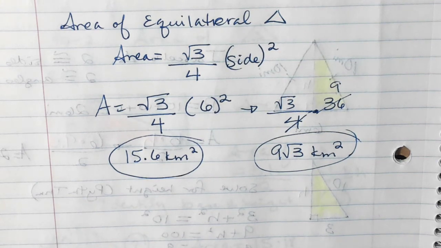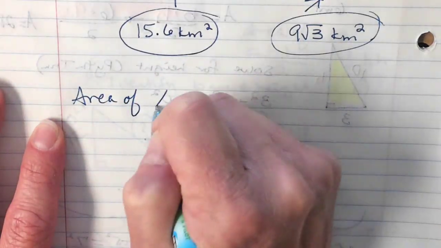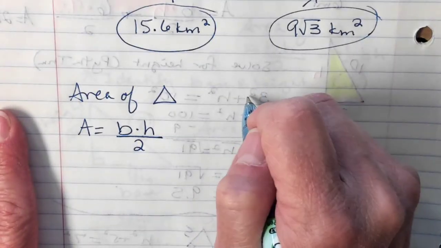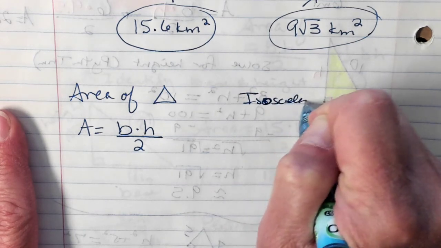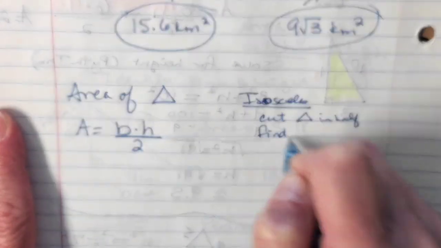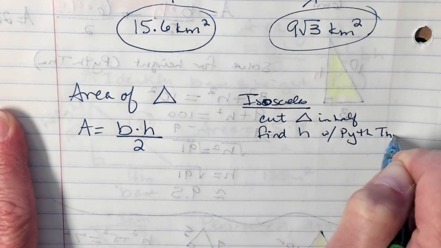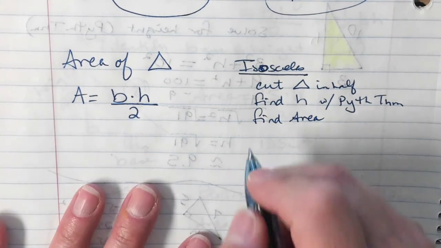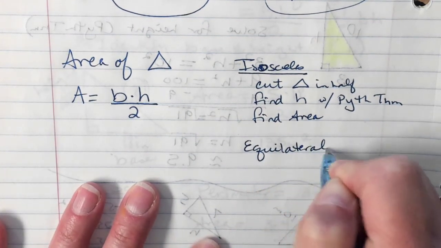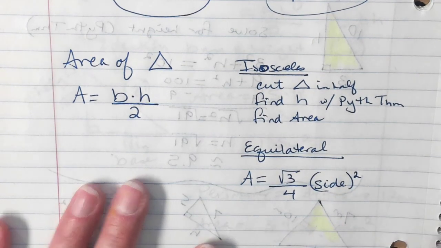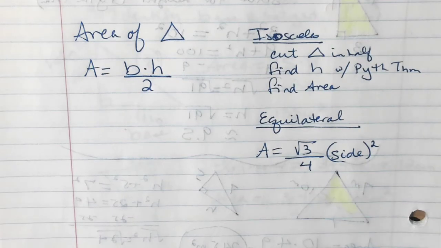So I want to do a really quick summary. Area of a triangle: base times height divided by 2. If we have an isosceles, we need to cut the triangle in half, find the height with Pythagorean theorem, then find our area. We have an equilateral triangle. It has its own unique little formula. You don't have to go find the height. We are good to go.